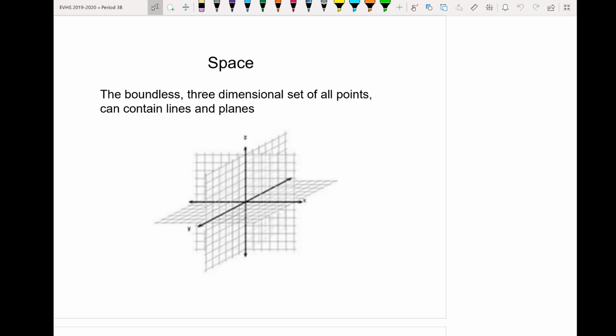Okay, space is the boundless three-dimensional set of all points that can contain lines and planes. The easiest way people usually think about this is outer space extends on infinitely in all directions. I mean, there's arguments among astrophysicists about whether or not the universe actually has a boundary or an end point. And so if you accept that definition, then technically outer space is not the same thing as a geometric space. But hey, it's so many billions and trillions of miles away, I'm not worried about it. It extends on infinitely in all directions. I mean, this classroom is a space because it goes up and down all three dimensions. You can put lines and planes inside of it.